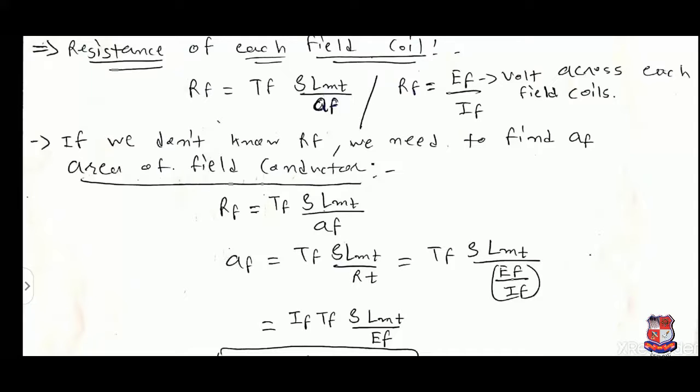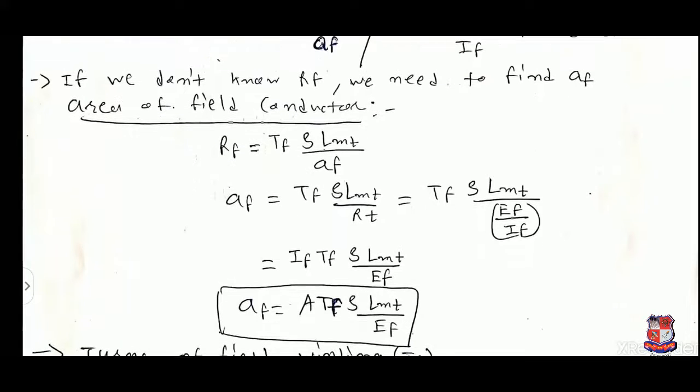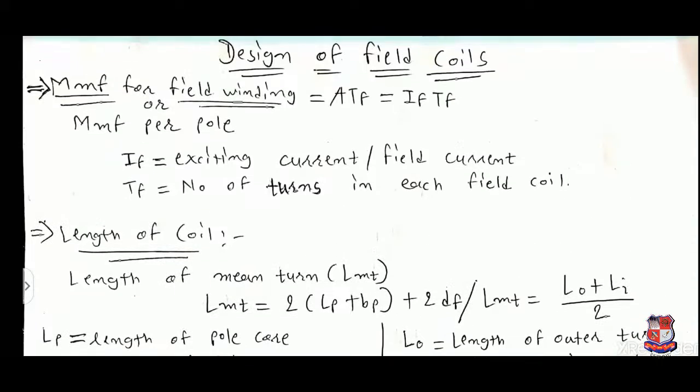So instead of that, we can get TF rho LMT divided by EF divided by IF. So what we can finally get, in the numerator IF TF rho LMT and in the denominator only EF. Now what is this IF into TF? Again go to the first step. This IF into TF is nothing but the MMF required for the field winding.